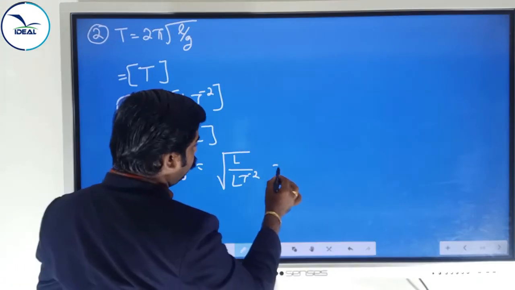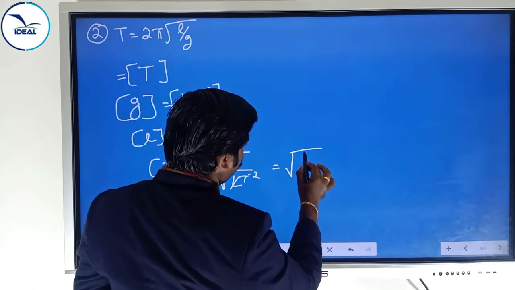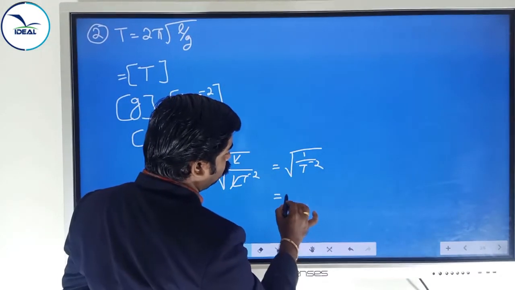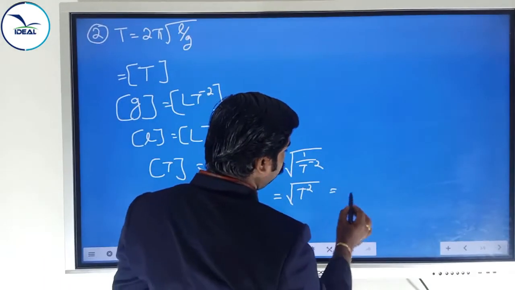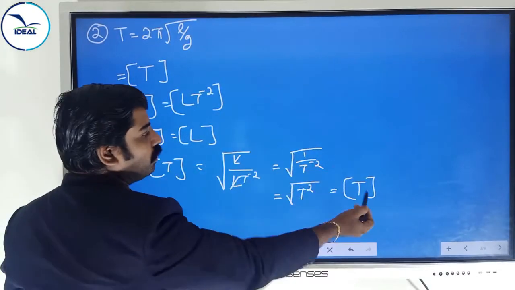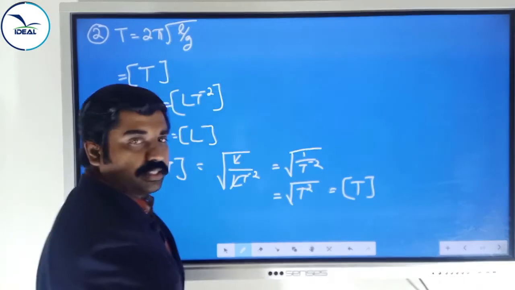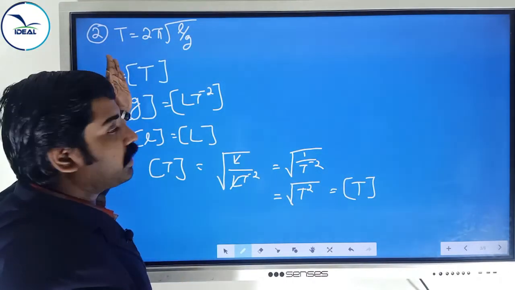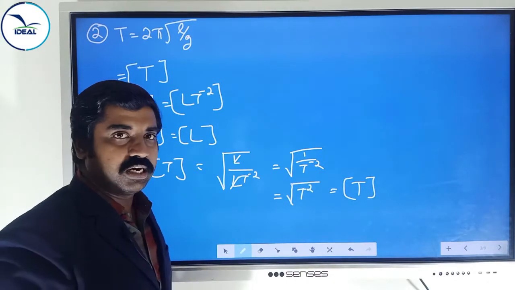So that's equal to, L cancels, root of 1 by T raised to minus 2. So that can be represented as root of T square, which is equal to T itself. So the dimension of T is equal to this. That is, the dimension of root L by G is also the same. So we can say that T equal to T, meaning the left side dimension is equal to the right side dimension. So this equation is also dimensionally correct.